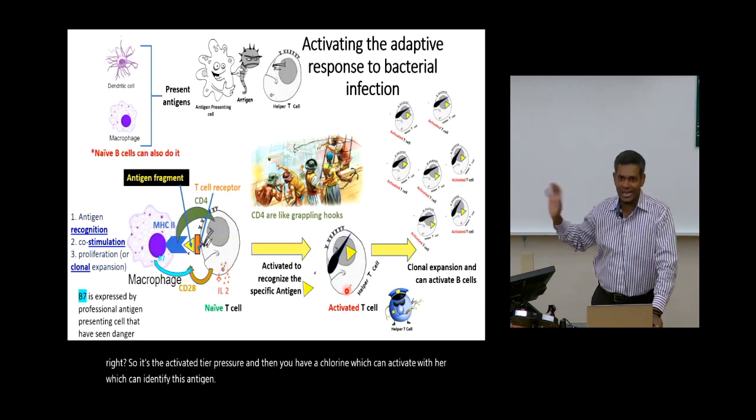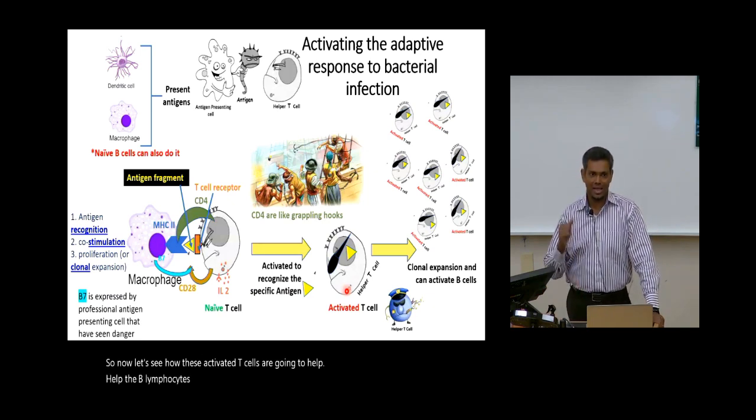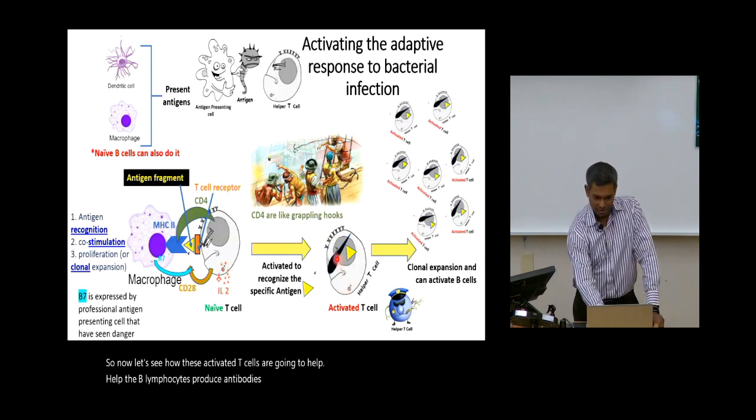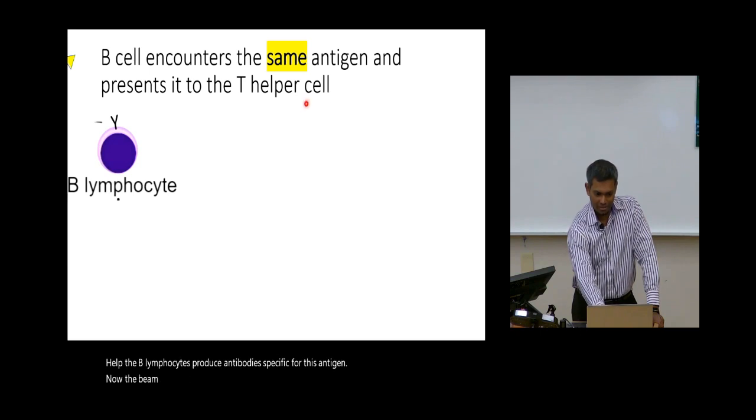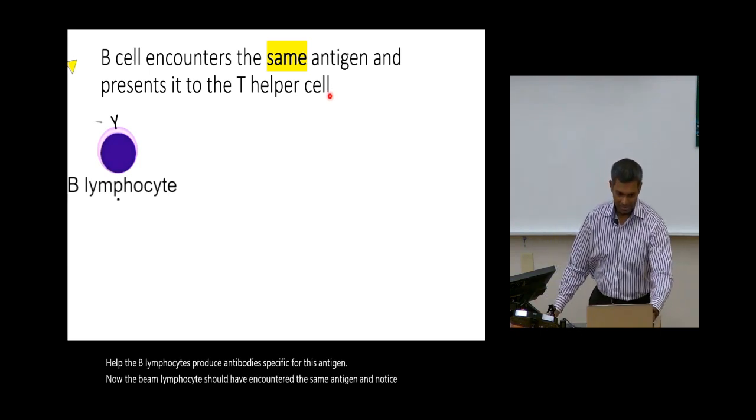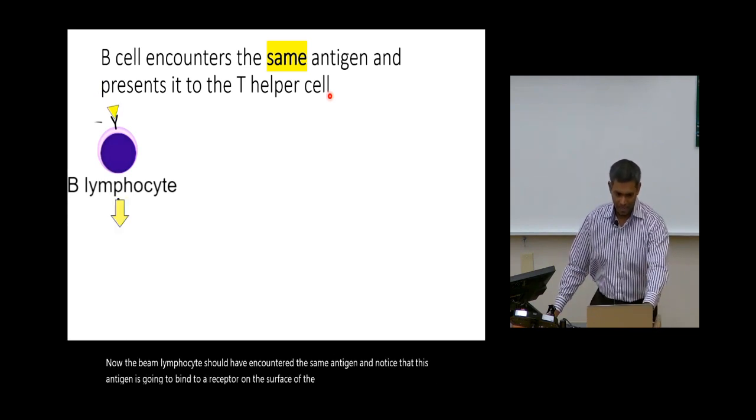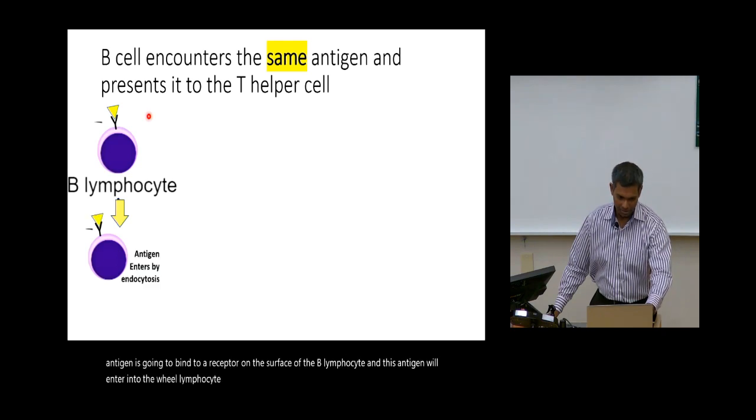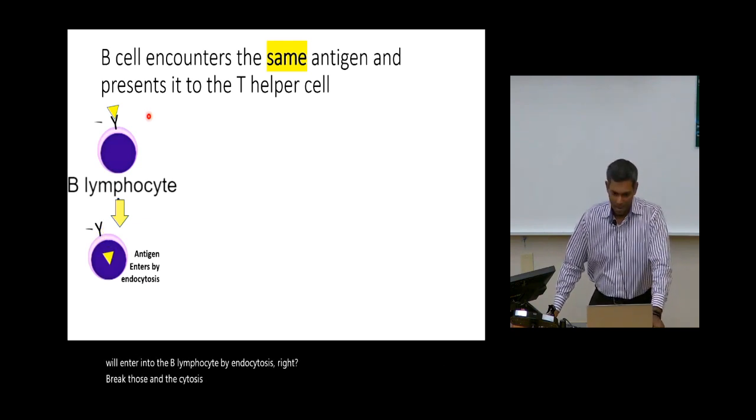So now let's see how these activated T cells are going to help the B lymphocytes produce antibodies specific for this antigen. Now the B lymphocytes should have encountered the same antigen, right? And notice that this antigen is going to bind to a receptor on the surface of the B lymphocyte, and this antigen will enter into the B lymphocyte by endocytosis, right? There it goes in, endocytosis, right?